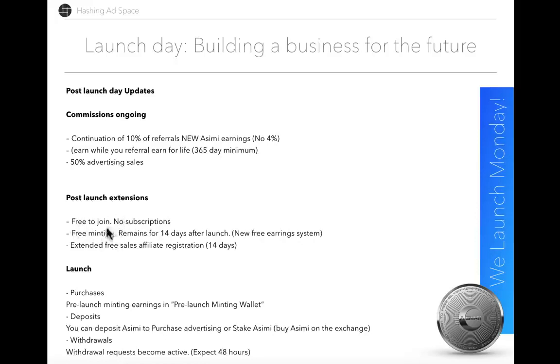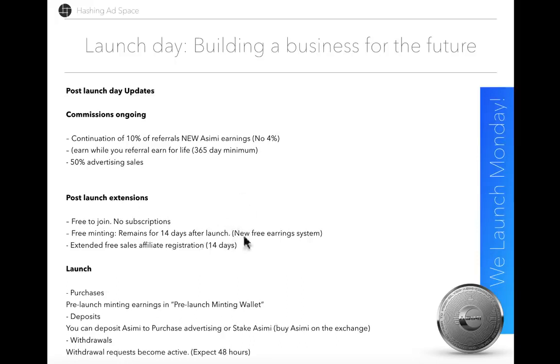The free minting will be changing post-launch. At the moment, everybody can come here and mint one ad for free. We are going to allow that to remain in place for 14 days after launch. That means your team and yourself have 14 days to continue to mint one ad for free post-launch. Of course, once that date expires, the one free mint will be removed.